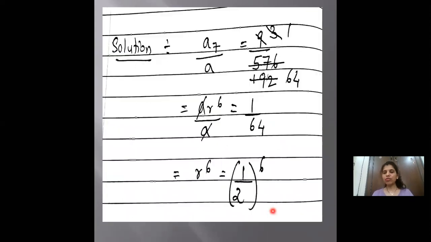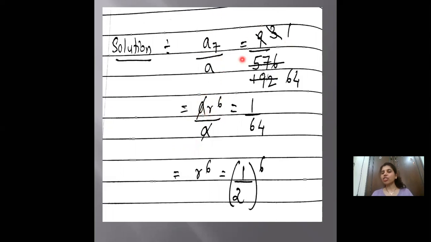Now what we will do is we will take the ratio of A7 and A, which is the known value to us. As it is a GP, it's better to take the ratio and find the value. Now A7 we are writing as AR raised to 6, using the formula AN is equal to AR raised to N minus 1. So we got AR raised to 6 upon A. We cancel A and A, we get R raised to 6.